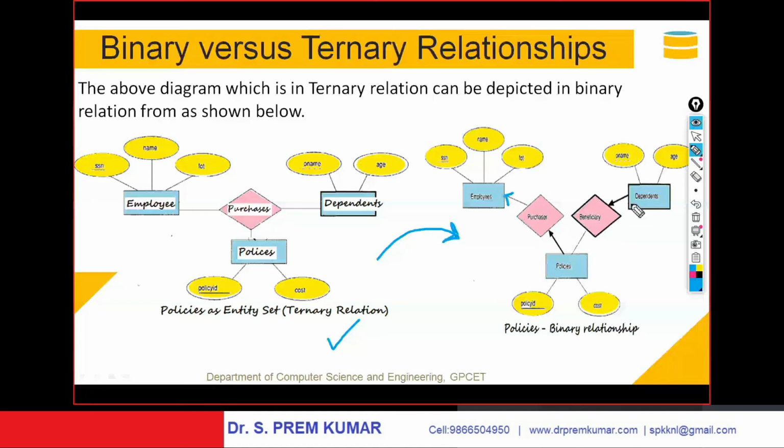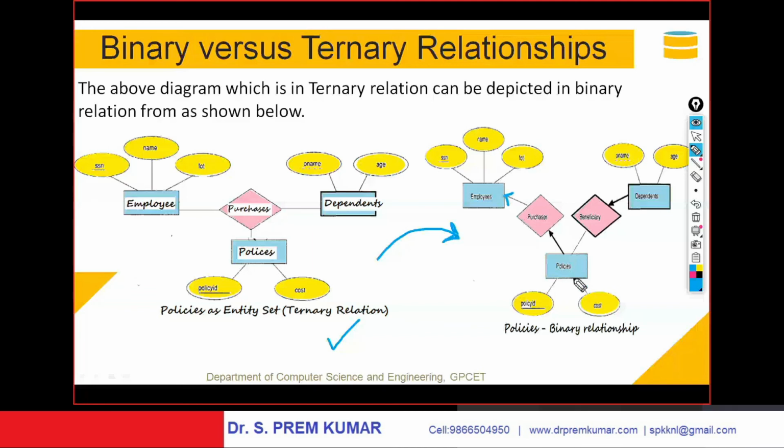And each dependent, arrowhead, each dependent can have many policies because the employee is having many policies. If anything goes wrong for the employee, all these policies can be used by dependents. So each dependent is having many policies.